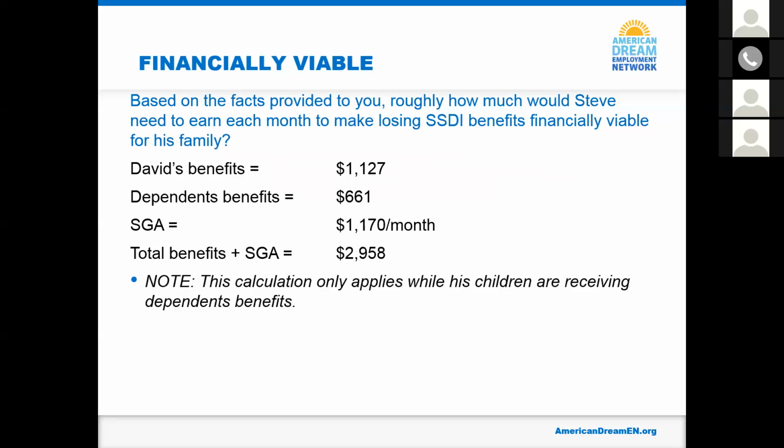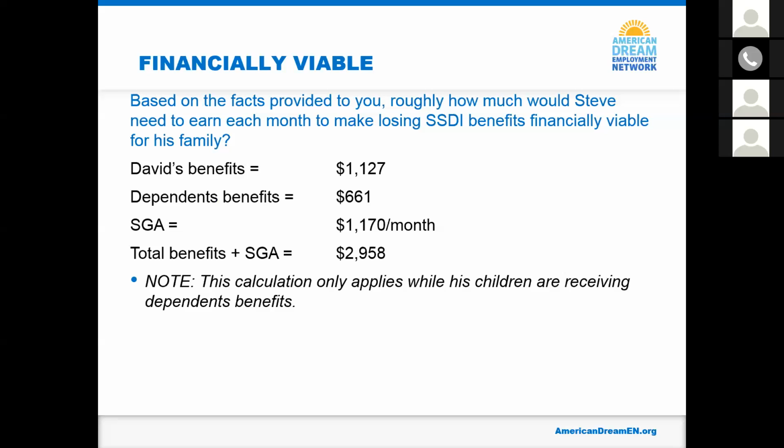So here's a note for you. This calculation only applies when his children are receiving dependents benefits, right? So my question to you is, does this logic make sense to you? If you're now looking at it from a job development perspective, you're looking at his total benefit, his dependents benefits, and SGA, adding it together, and saying this is about the amount that we need to see you earning to make it worthwhile to break even and get ahead. Does that logic make sense? Yes or no?